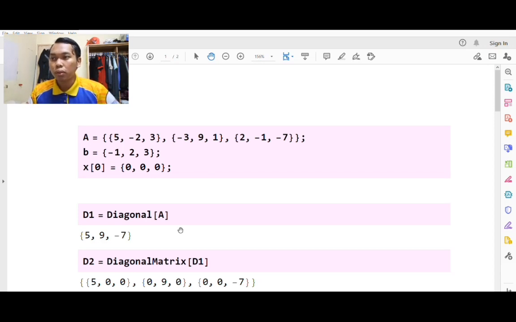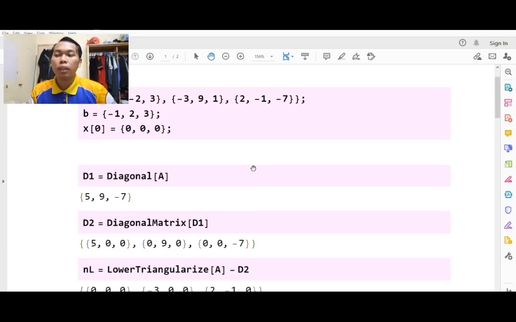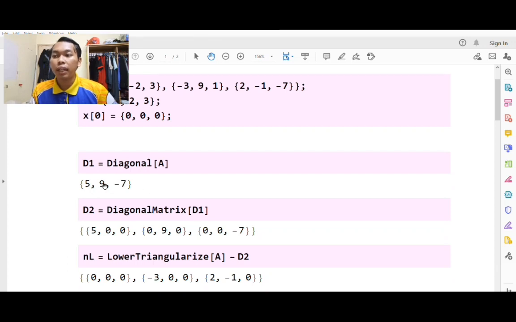where matrix A equals the bracket 5, negative 2, 3, negative 3, 9, 1, and 2, negative 1, negative 7. This is matrix A. And then B, the right side, which is negative 1, 2, 3, and the initial value is 0, 0, 0. First, we want to find the diagonal of matrix A. We denote it as D1, which gives 5, 9, and negative 7.